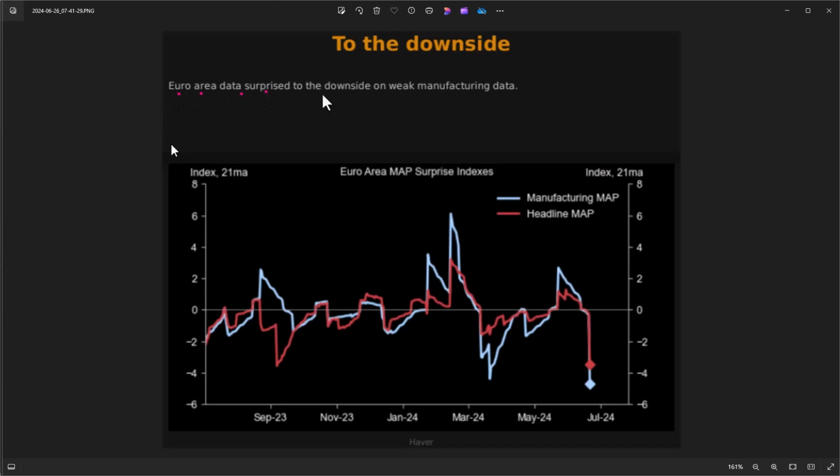Europe data surprised to the downside on weak manufacturing data. Okay, so here's EU data on the Europe Macro Surprises Index. This is manufacturing and this is headline. And now headline's going to have what with it? They're going to have the two components, right? And this is by a firm called Haver right down here. And they're going to have the two components.